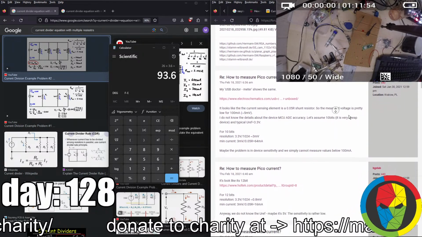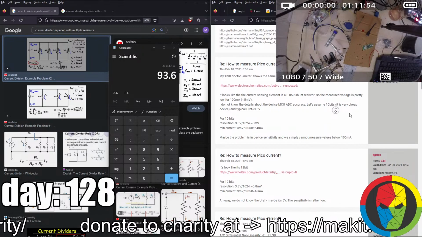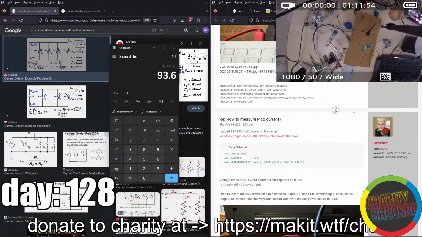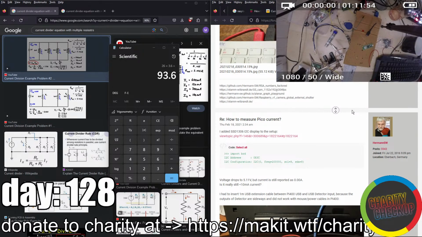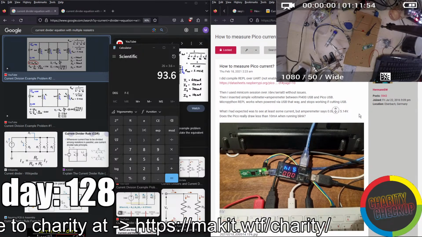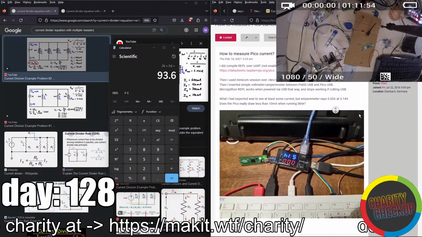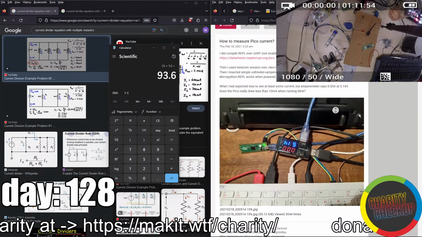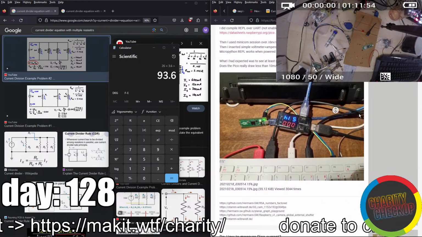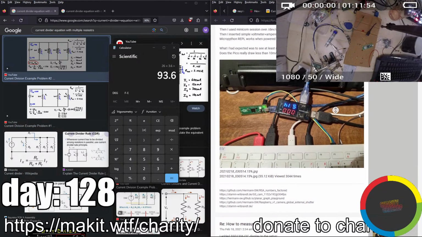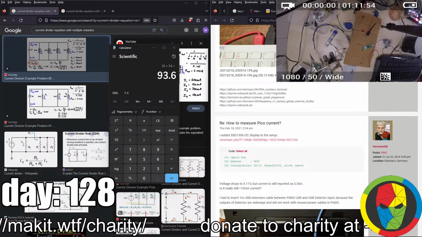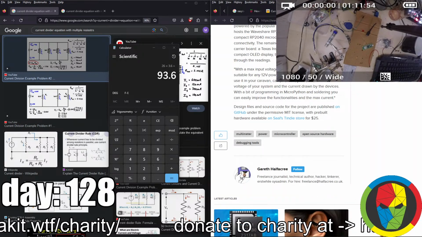Current sensing element. See some current below amp meter. Yeah, so it's a thing. Pico draws less than 10 milliamperes when running blink. So this was just measuring how much the Pico draws. Not what I'm looking for.